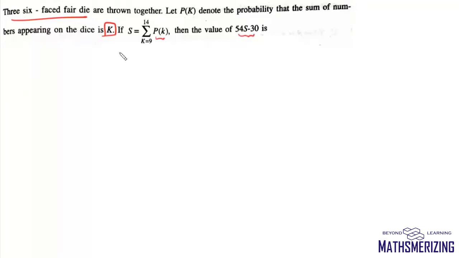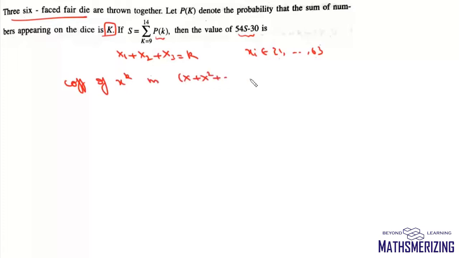Now suppose the number on the first die is x1, the number on the second die is x2, and the number on the third die is x3, and the sum must be equal to k, where each xi can take a value from 1 to 6. Since for each x we have a minimum and a maximum, we'll solve this question using the binomial theorem. So that means we have to find the coefficient of x to the power k in the expansion of x plus x square up to x6, and since we have 3 dice, it will be this power 3.